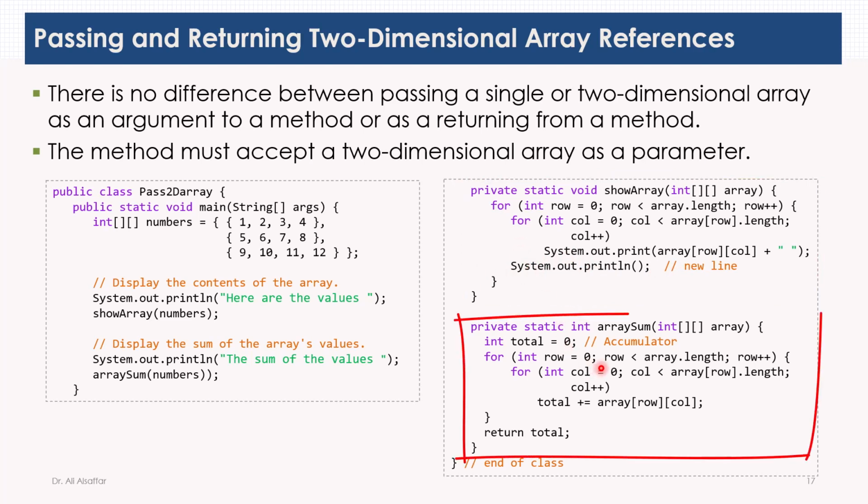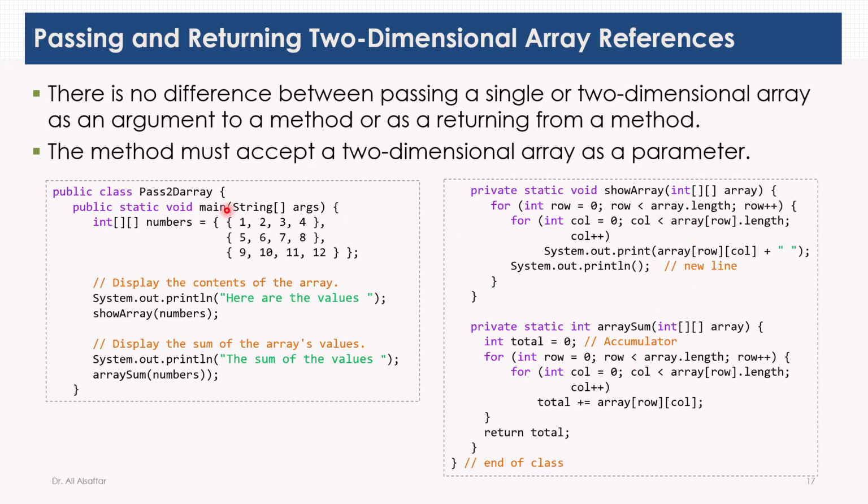The second method is called arraySum, and it also has one input parameter, and it returns the sum of all elements in the array. In the implementation, it doesn't matter if you process it row by row or column by column, because you are going to visit every element in the array one by one and add it to total. After finding the total, the method returns the total as a return value. So this is how formal parameters are defined for a two-dimensional array.